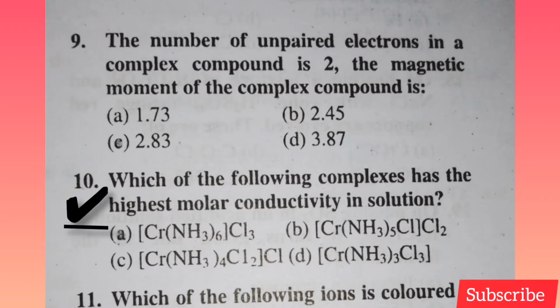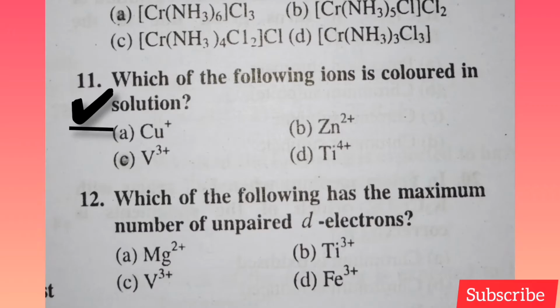नेक्स्ट क्वेश्चन है विच ऑफ द फॉलोइंग कॉम्प्लेक्स हैज द हाईएस्ट मोलर कंडक्टिविटी इन सोल्यूशन, ऑप्शन A इज करेक्ट। विच ऑफ द फॉलोइंग आयन इज कलर्ड इन सोल्यूशन, ऑप्शन C इज करेक्ट, V3 positive. Question number 12 is which of the following has the maximum number of unpaired d electrons? In this question option D is right, Fe3 plus.